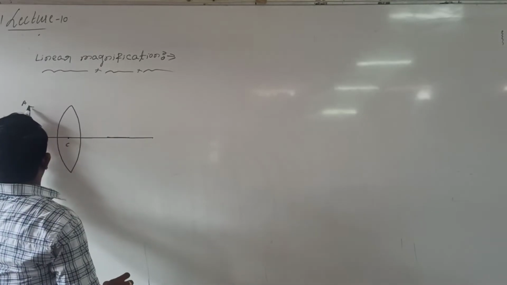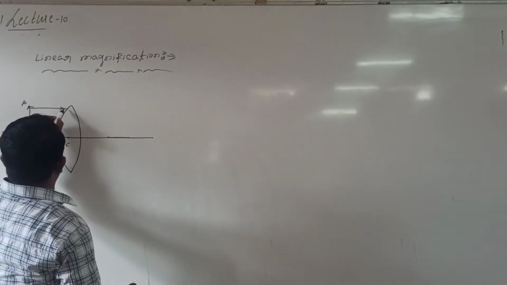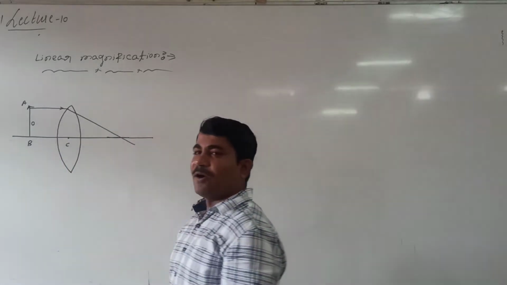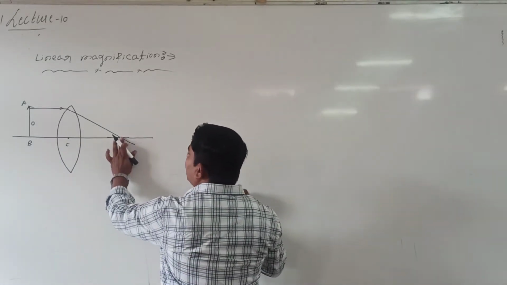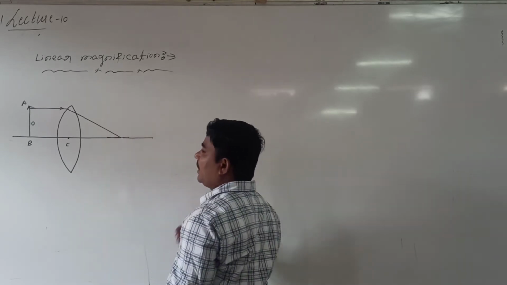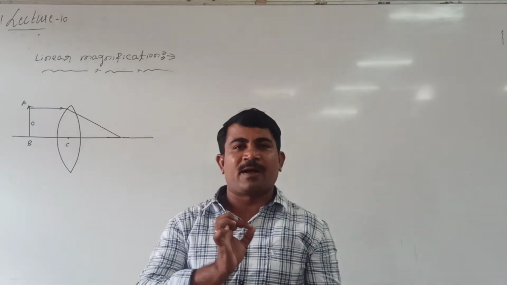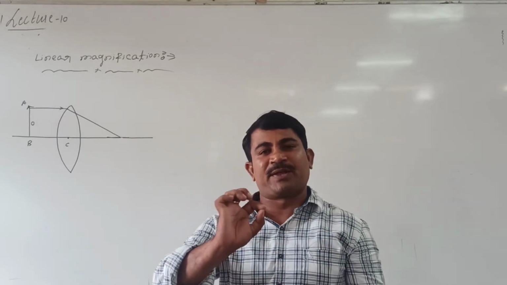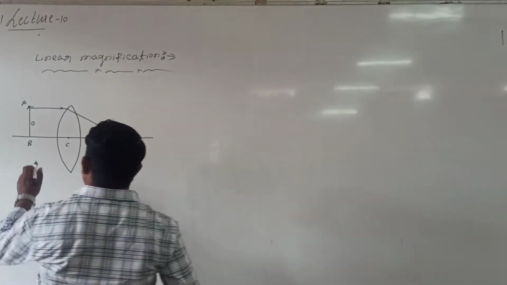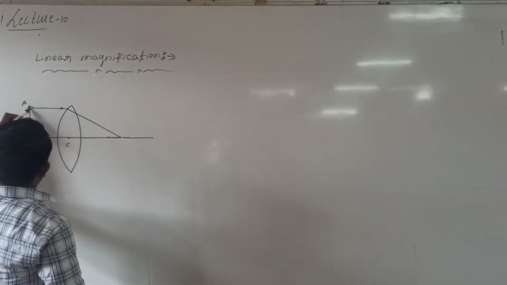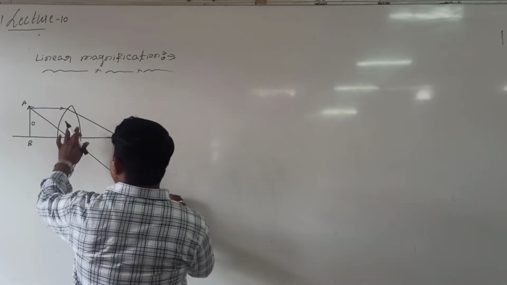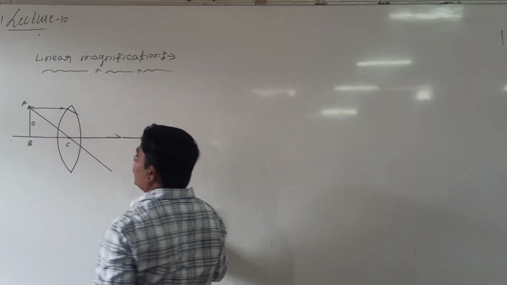Let us take a ray of light incident on the lens, and it refracts in this direction. After refraction, the ray of light meets at this point. Now, one more ray of light passes through the optical center such that it is never deviated. Let us take one more ray of light like this, never deviated.